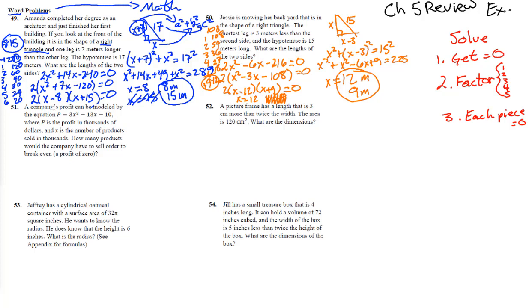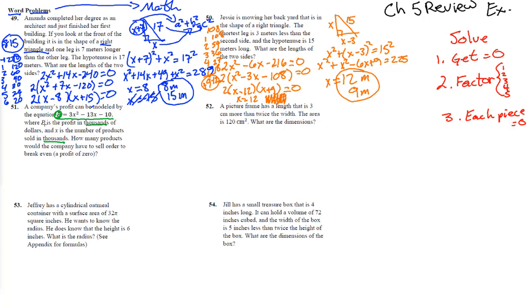Company's profit can be modeled by the equation. Oh, look, they gave us the equation. We don't have to think too much about it. Profit is in thousands of dollars. That's important, that if they give us the P, if this is 5, that means $5,000 profit. X is the number of products sold in thousands. How many products would the company have to sell in order to break even? So a profit of 0 right there.